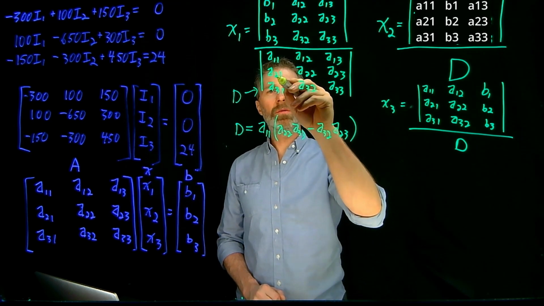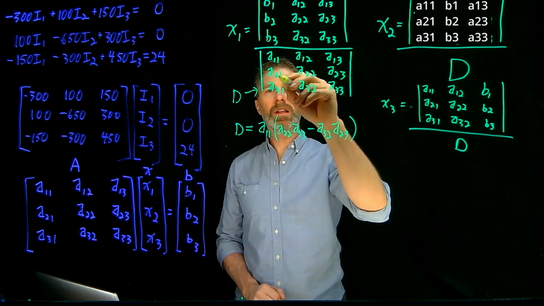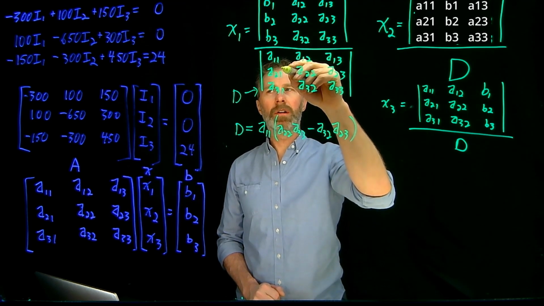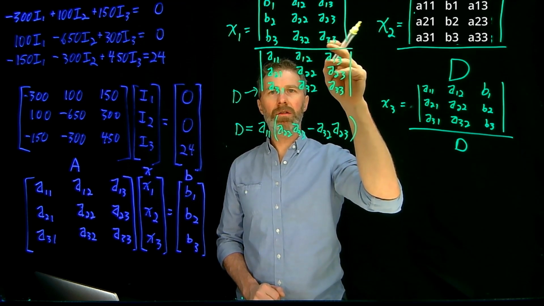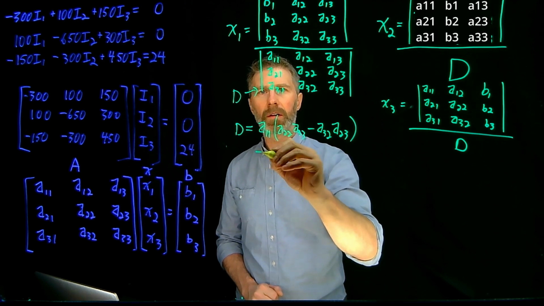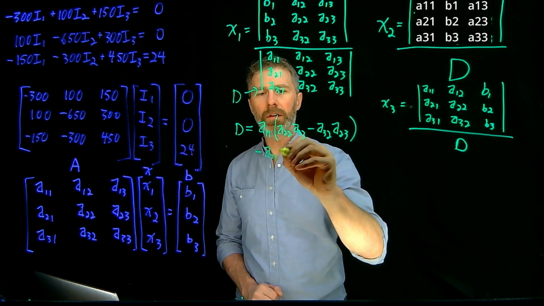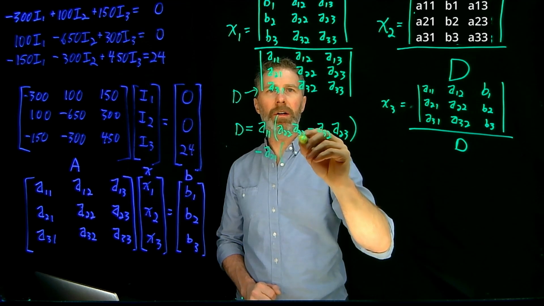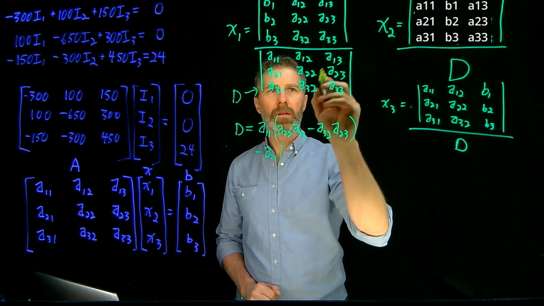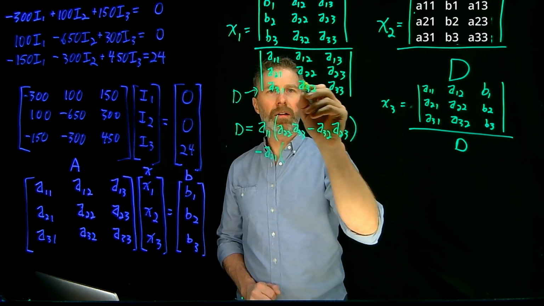And then we'll pick A21 as the next. And because it's in the second row but the first column, 2 plus 1 is odd, so that means we have to subtract here. So minus A21 times the determinant of its minor. So that's going to be these two and these two.